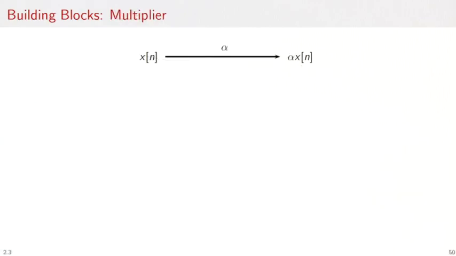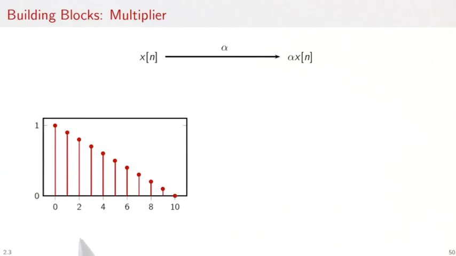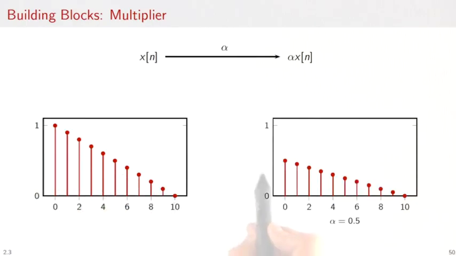How about the multiplier? It is denoted simply by a variable, in this case alpha, that is put next to an arrow. So x gets transformed into alpha times x. Again, an example, we have the same descending signal multiplied by 1/2. It has the same shape, but it is scaled by 1/2.